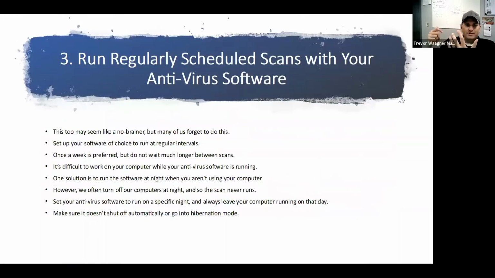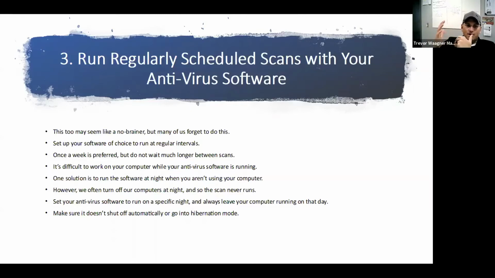So regularly scheduled scans with your antivirus software seems like a no-brainer, but a lot of us forget to do it. Set up your software of choice, run it at regular intervals. Once a week is a preferred method, but you probably don't want to wait a lot longer in between scans. It's difficult to work on your computer while an antivirus software is running, because it's looking at all the data, and if your data is changing while you're running the antivirus, it skips and kind of forgets where it was. Things get real choppy.